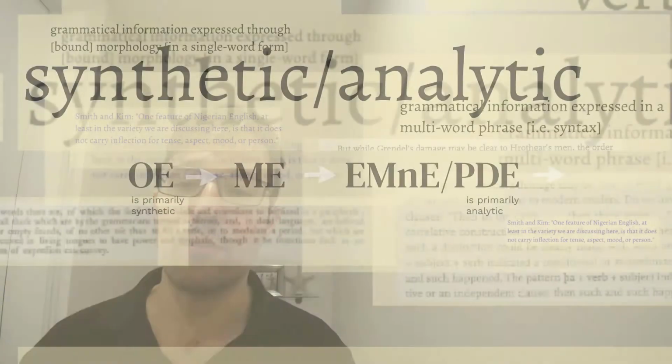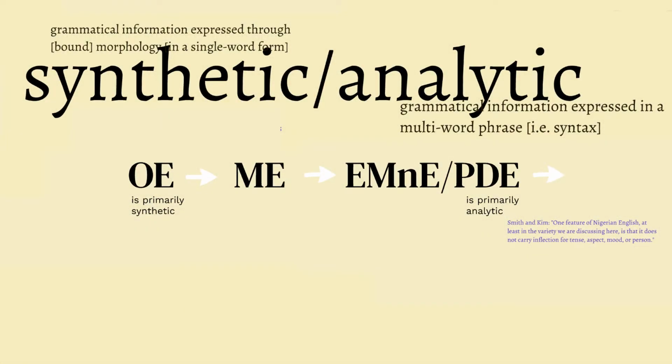This is not to say we are entirely analytic in present-day Englishes, Nigerian English included, right? All present-day Englishes do change the shape of some words, particularly pronouns, to express their grammatical function. But when we talk about the progression from Old English to Middle English to early modern and present-day English, we can articulate that progression as a movement from a primarily synthetic language and set of varieties to a primarily analytic language and set of varieties.